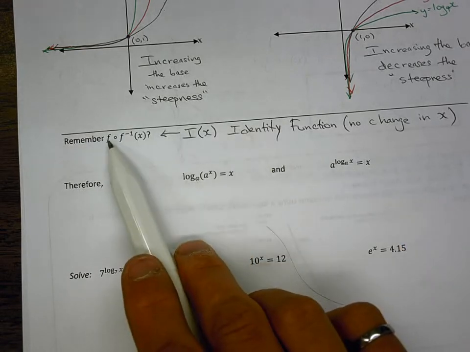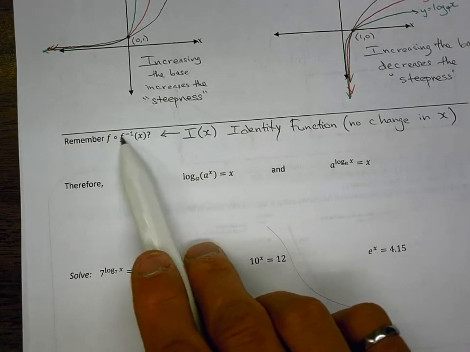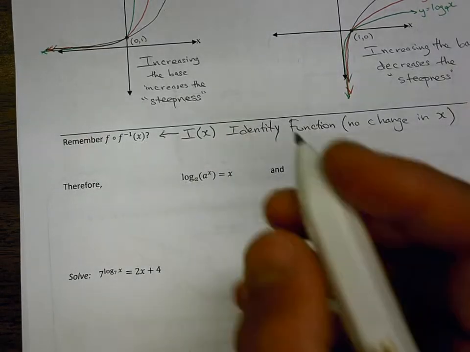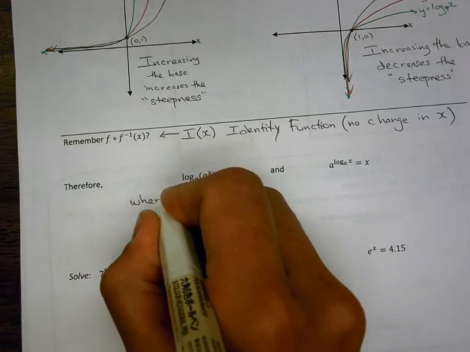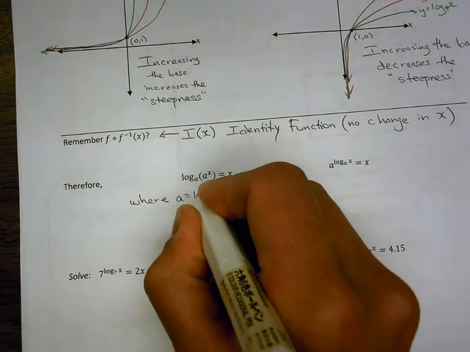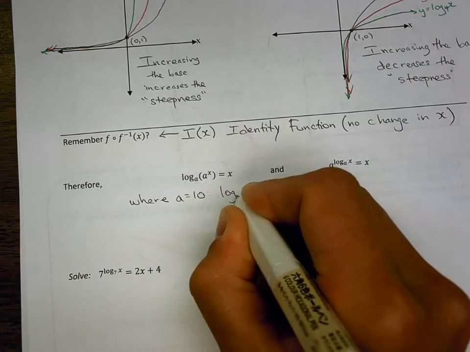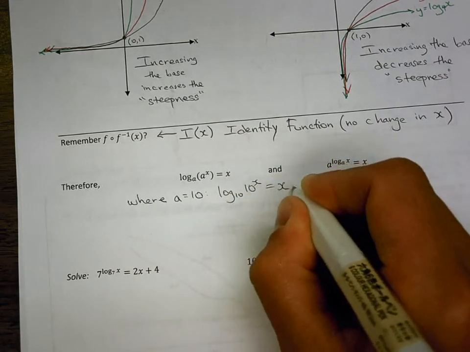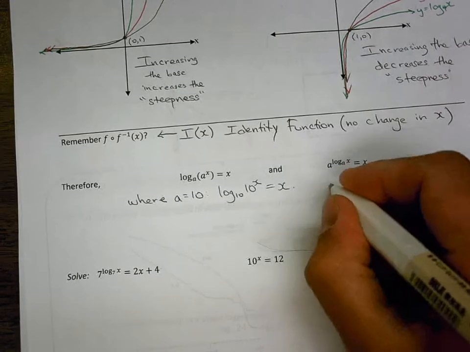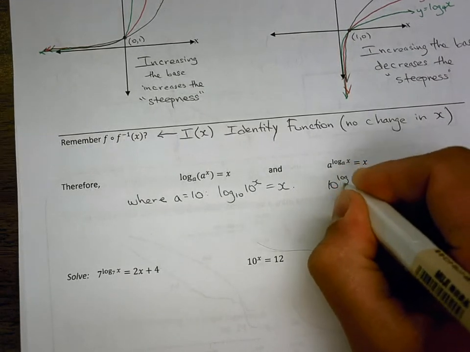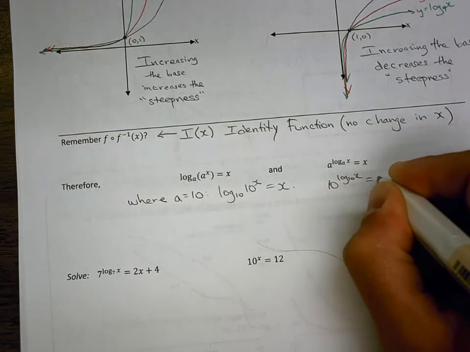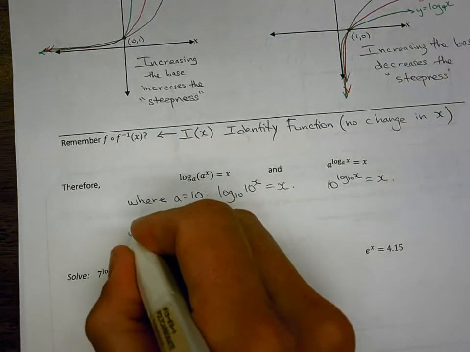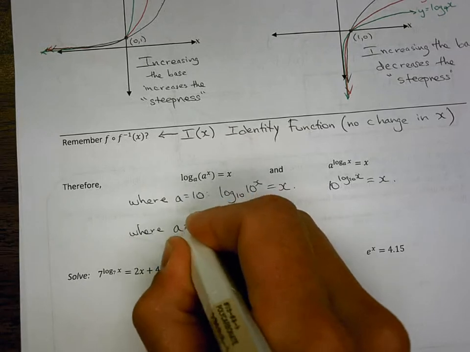Because if you have a function and its inverse, composited or subbed into each other, they undo each other. So we're just going to formally name this again because your textbook makes a big deal of it. Log base 10 of 10 to the x, for example, that's just going to be x. Or over here, 10 to the log base 10 of x, that's just going to be x. It's like a shortcut.